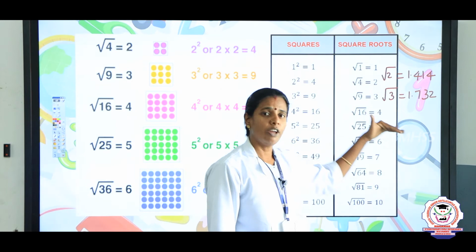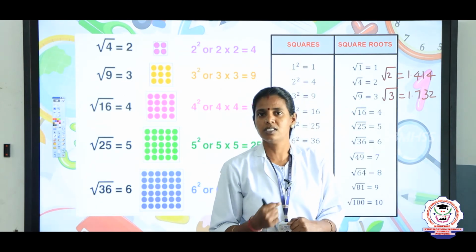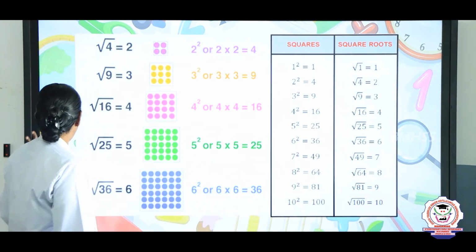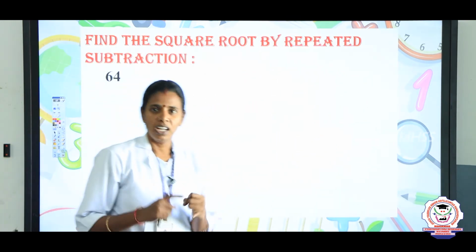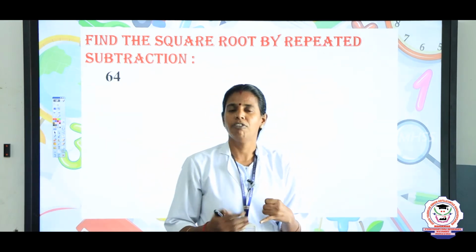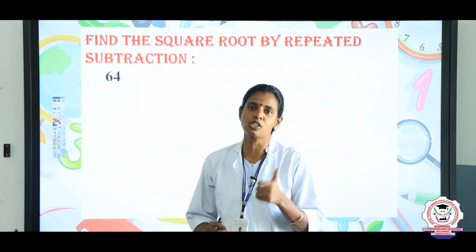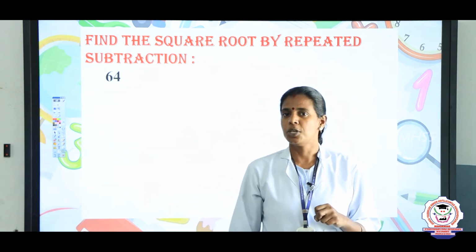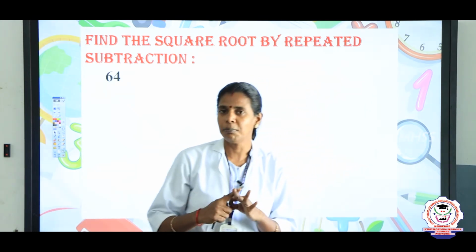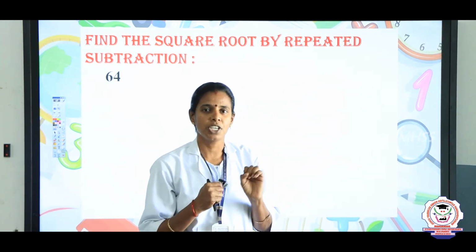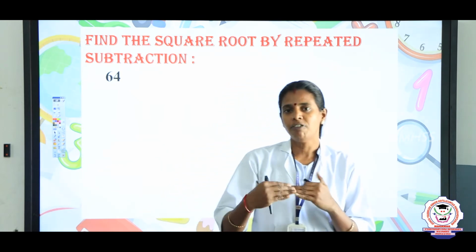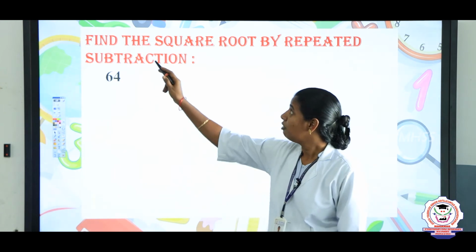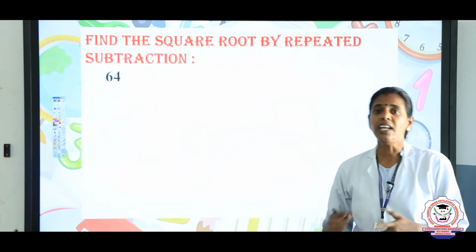So, to find the square roots, we are going to use different methods, children, which we are going to learn in this session. One is repeated subtraction. For small numbers, it will be easy for us to find the square root using repeated subtraction. The next is the prime factorization method. And the third method is the long division method. One by one we are going to learn how to find the square roots of the following numbers. First, find the square root by repeated subtraction.